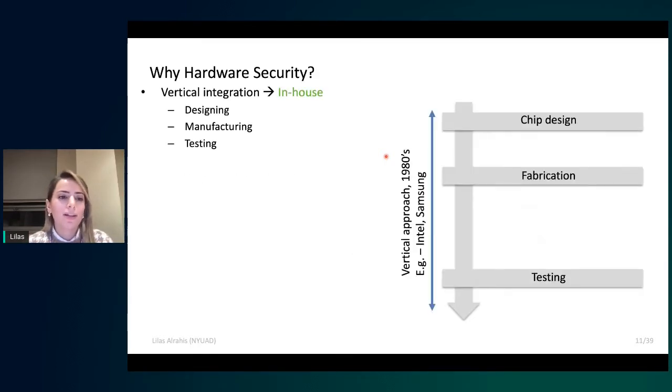So, the semiconductor industry prior to the 80s used to follow a vertical integration model where leading edge design houses used to design, manufacture, and test their own products. So, they had complete control over the IC supply chain.